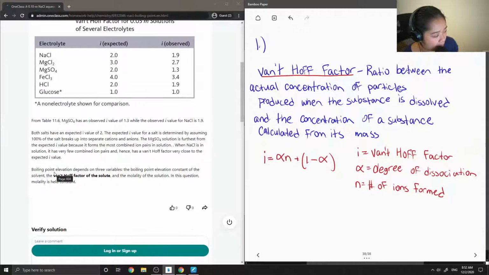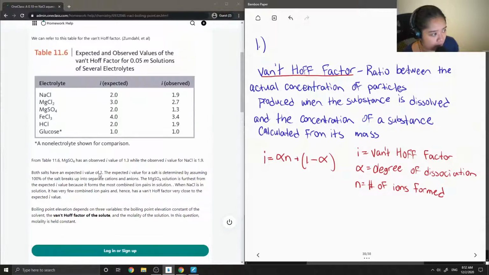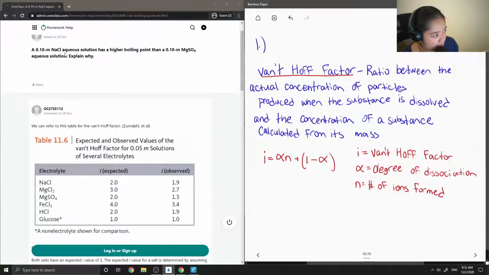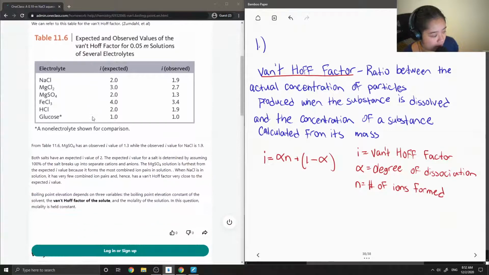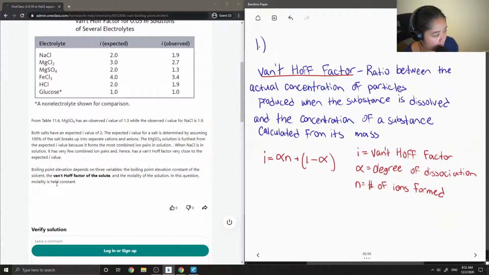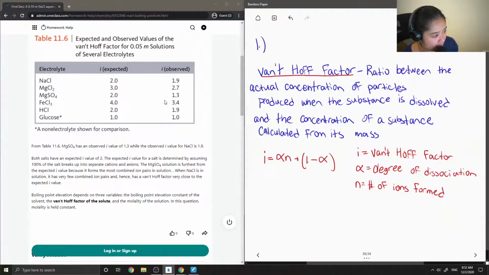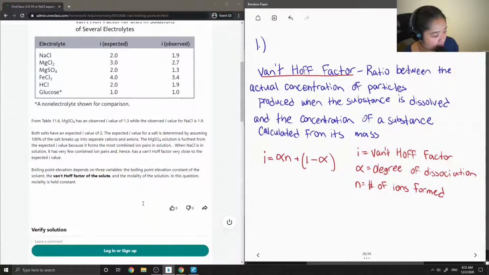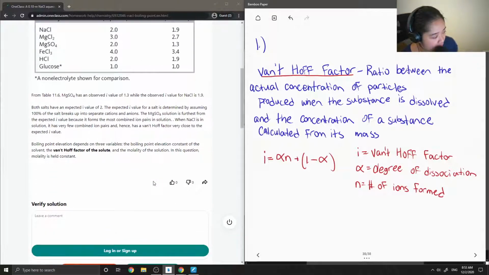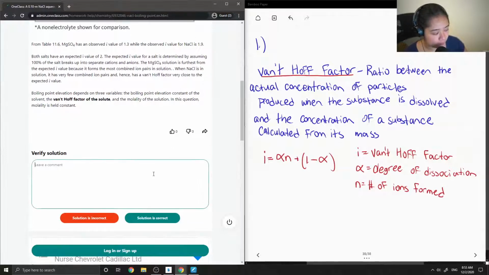Boiling point elevation depends on 3 variables. The boiling point elevation constant of the solvent: in the question, they are both aqueous solutions, so they have the same solvent. The Van't Hoff factor of the solute: we can see here that they have different factor values. And the molality of the solution: in this question, molality is held constant. So I can verify that this solution is correct.